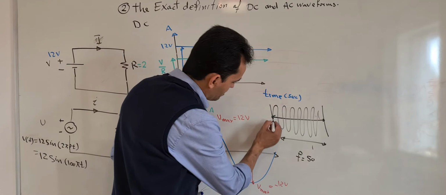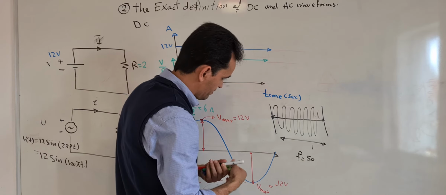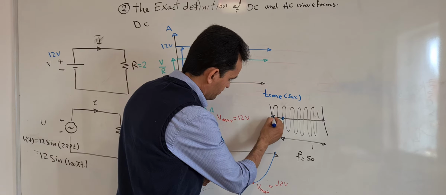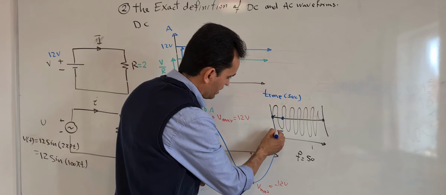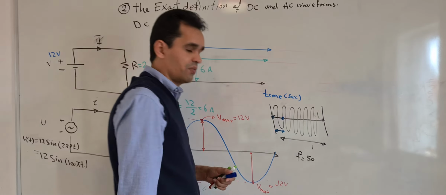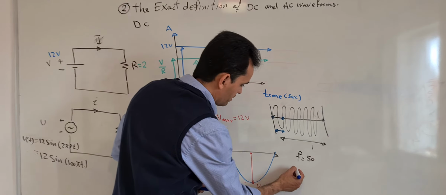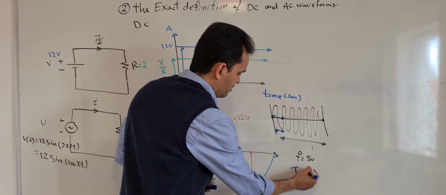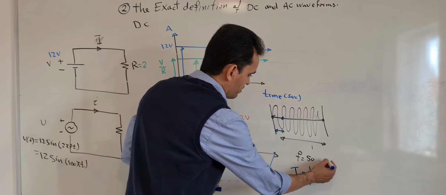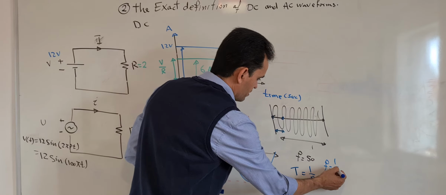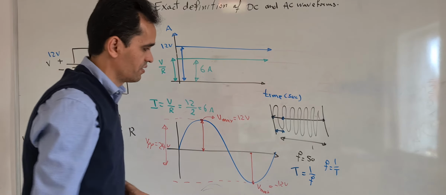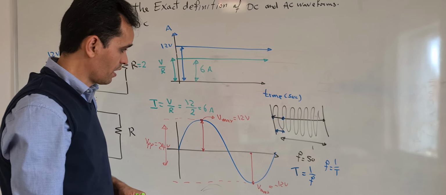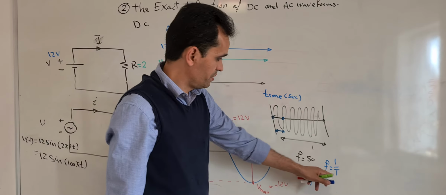But now if we take just one cycle, and we look at that time, we call it the period, and give it the symbol T. And the period is usually equal to 1 over frequency, and the frequency is equal to 1 over period. So that's the relation between them. So that's our period.